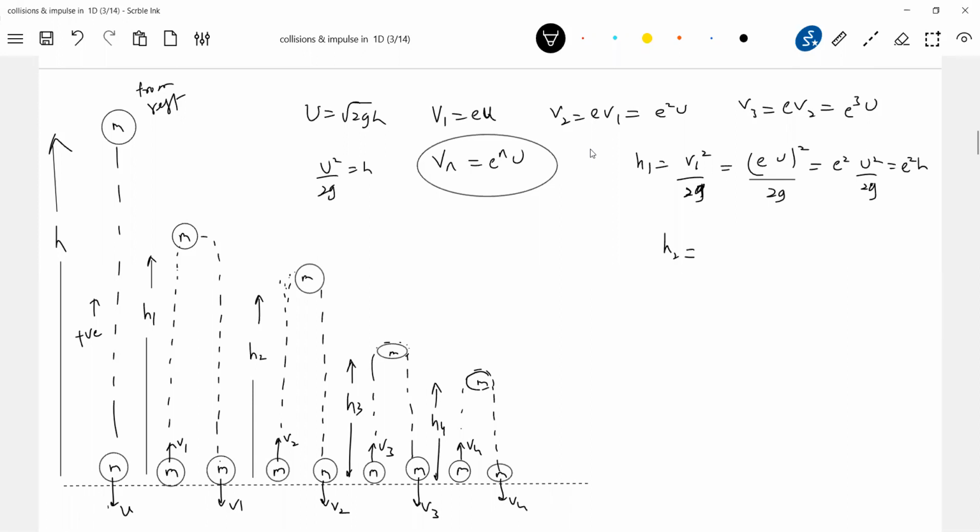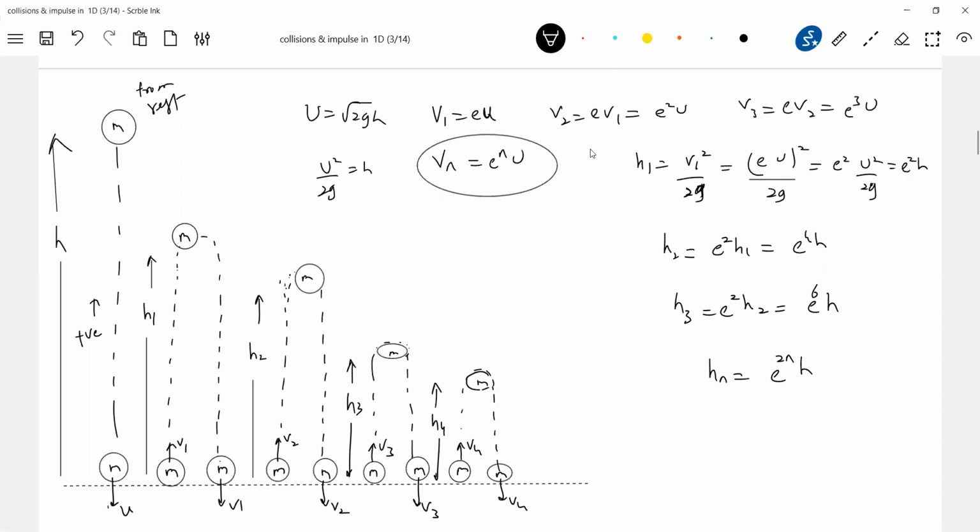Similarly, what is h2? h2 should be equal to e square h1, or this will become e to the power of 4 h. h3 equals e square h2, which is e square times e to the power of 4 h, so this will be e to the 6 into h. Any generalization here: hn should be equal to e to the power of 2n times h.